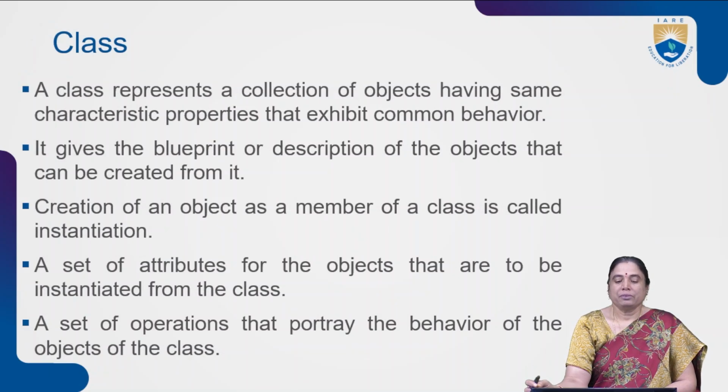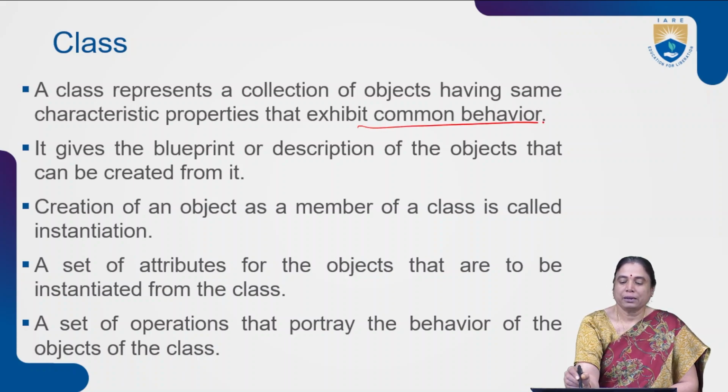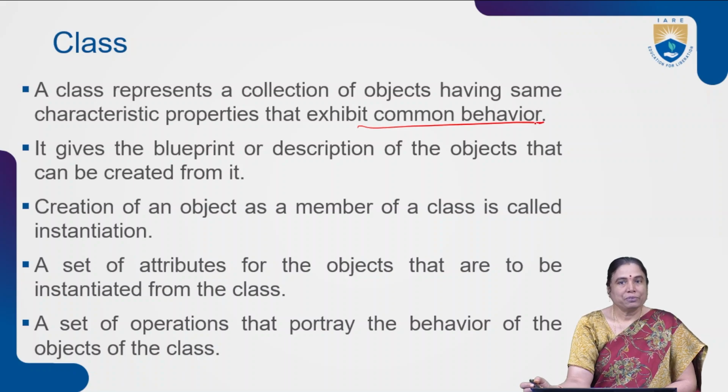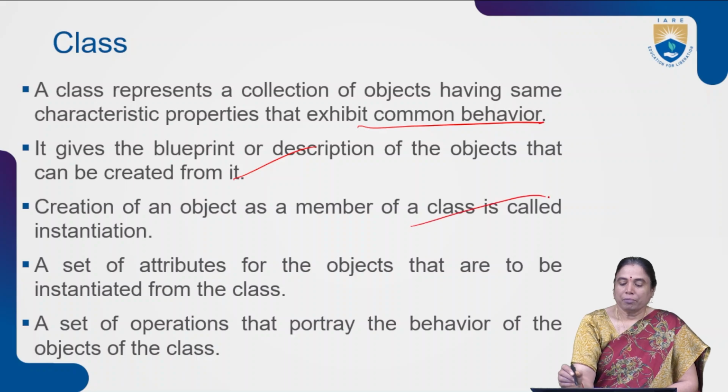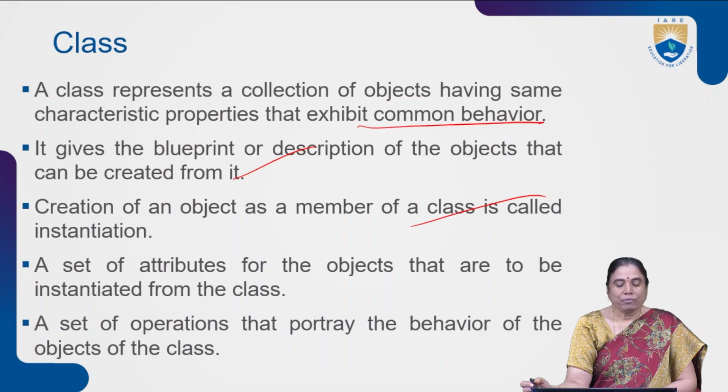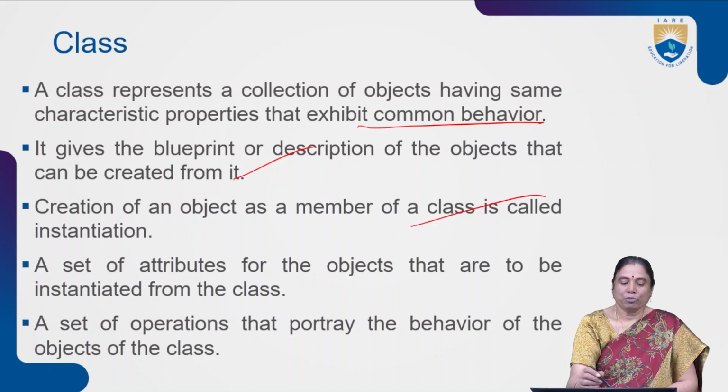The class is a representation of a collection of objects having the same characteristics or properties that exhibit common behavior. So, it gives a blueprint or a description of objects that can be created from it. Creation of an object as a member of a class is called instantiation. A class has a set of attributes for the objects that are to be instantiated from it, and a set of operations that portray the behavior of the objects of the class.